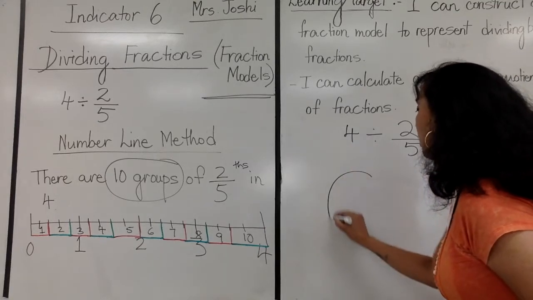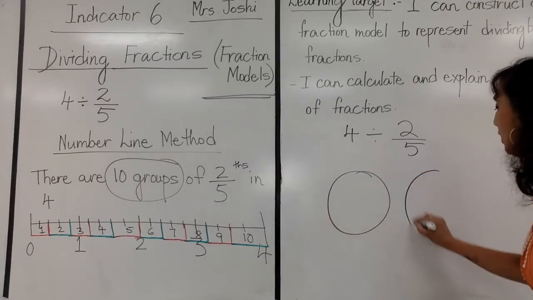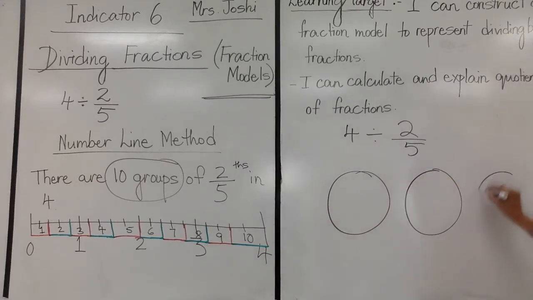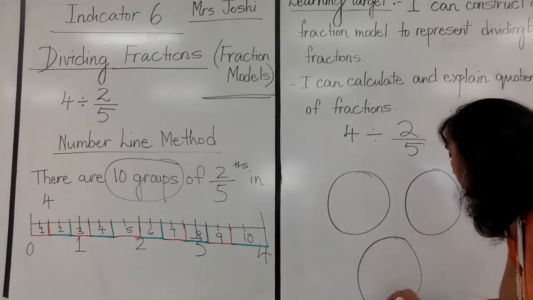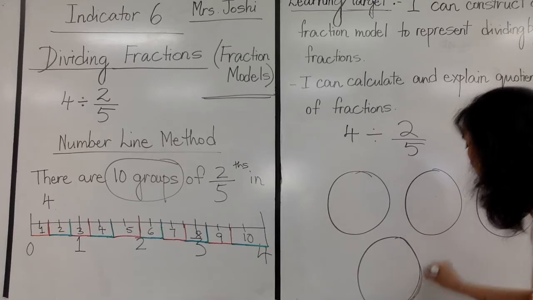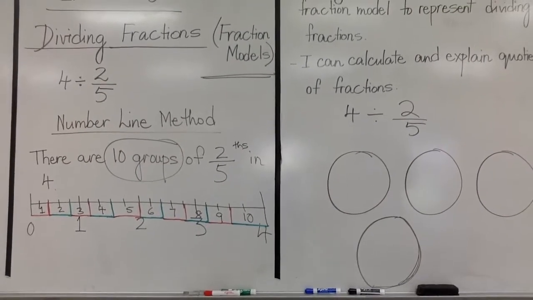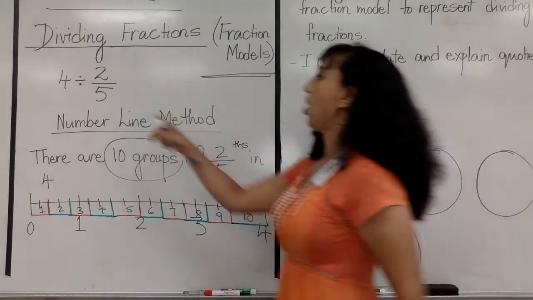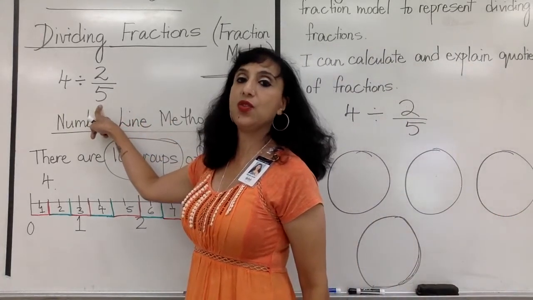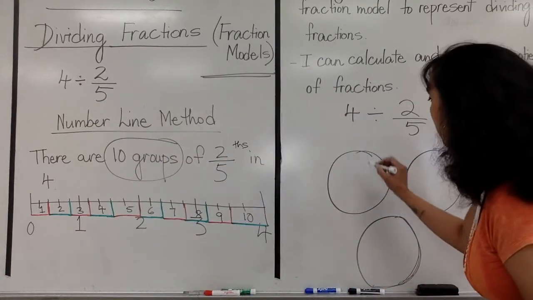So here we go. I make one. This is one whole, one circle, another circle, third circle, and here's my 4th circle. Okay, so these are my 4 circles, and then I am going to divide each circle based on what my denominator is into those many parts. Okay, so I'm going to divide this into 5 parts.